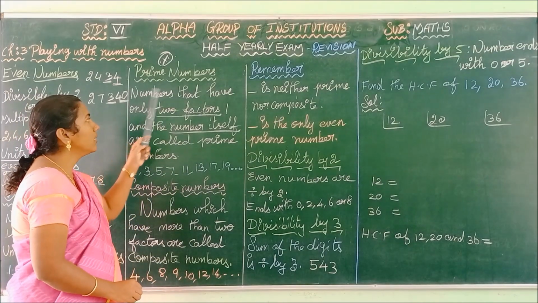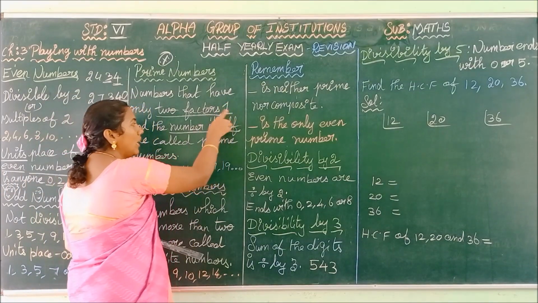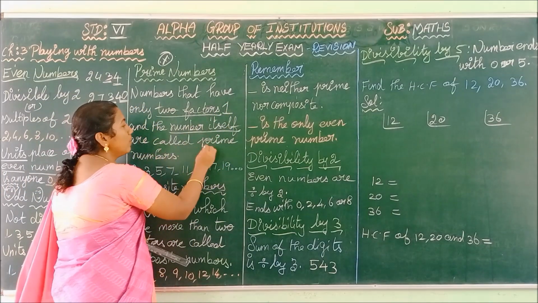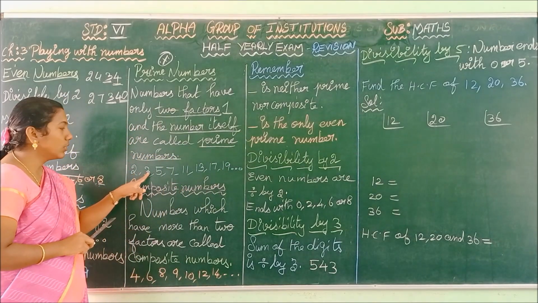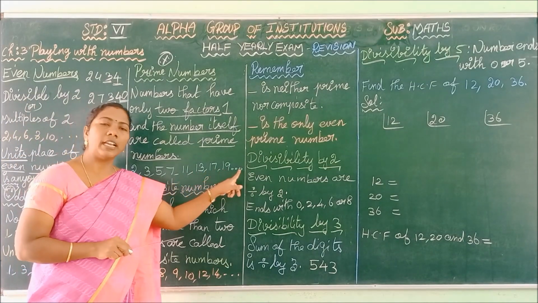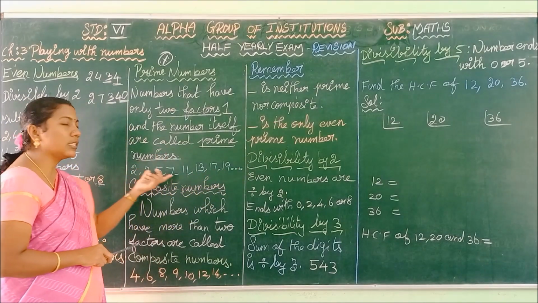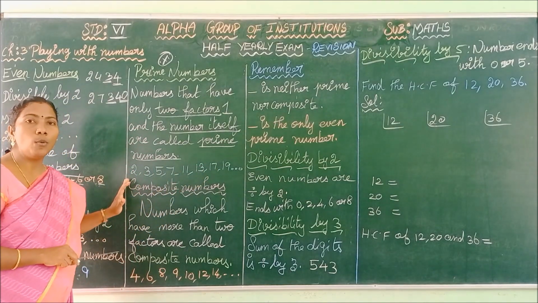Okay. Numbers that have only 2 factors. The 2 factors are 1 and the number itself. Such numbers are said to be prime numbers. What are the prime numbers? 2, 3, 5, 7, 11, 13, 17, 19, etc. It goes on. Such numbers are said to be prime numbers. Okay. Next we are going to see composite numbers.